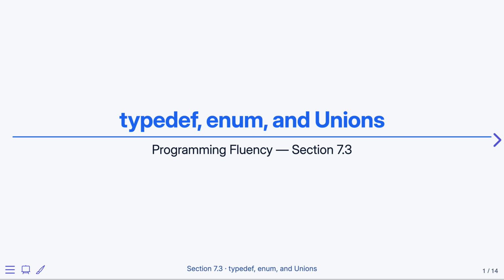This is section 7.3, typedef, enum, and unions. By now you have written the word struct student many times and every integer looks the same to the compiler. In this video, you will meet 3 tools that make your types cleaner and more expressive. Let's begin.